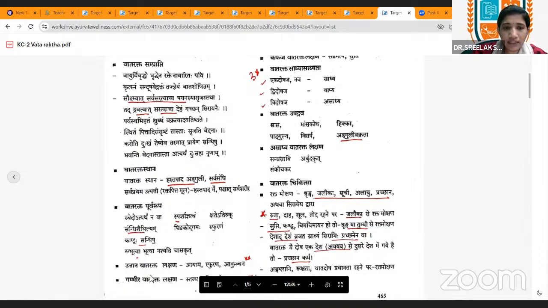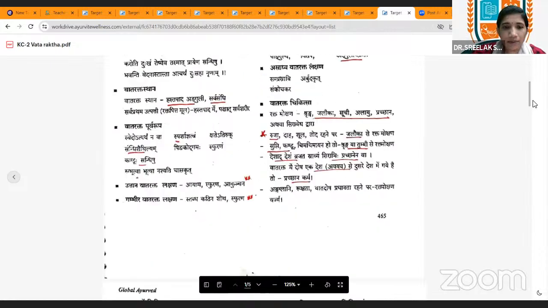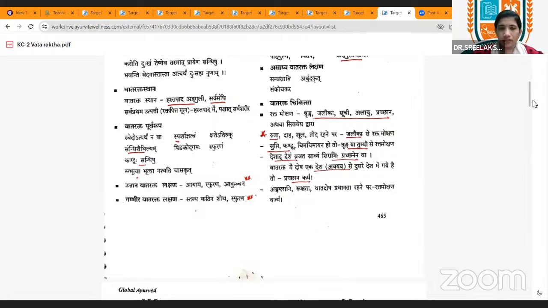And coming to the Uttana Vatarakta Lakshanam, Ayama, Sphurana, and Aakunchana are the Lakshanas. These are two-star important: Ayama, Sphurana, and Aakunchana. Whereas in Gambhira Vatarakta, Stambha, Stabdha, Kathina, Shotha, and Sphurana. So Sphurana is present in both types, and Stabdha, Kathina, Shotha are present in Gambhira Vatarakta.